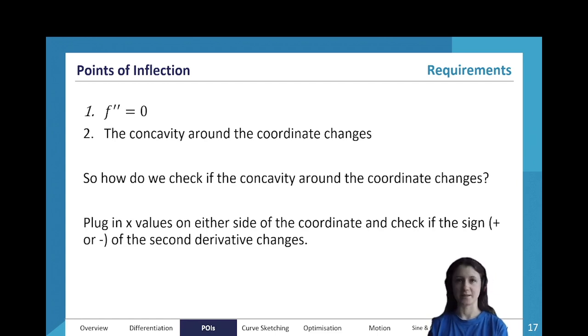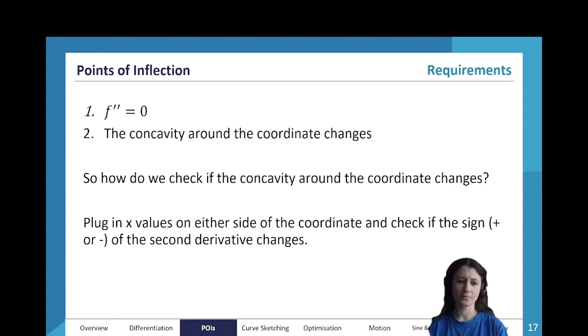It's necessary. Alright? You need to check that the concavity around the coordinate actually changes. You can't have a case where it's concave up and concave up again on either side of a point of inflection. That's not possible. Alright? It has to be concave down on one side and concave up on the other.